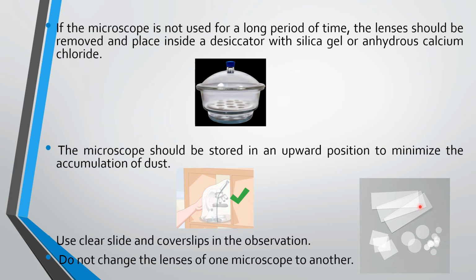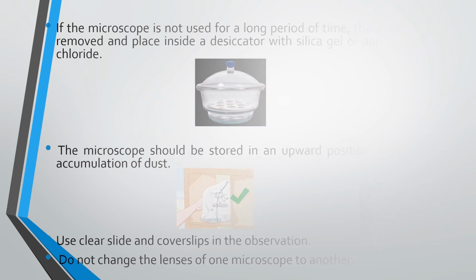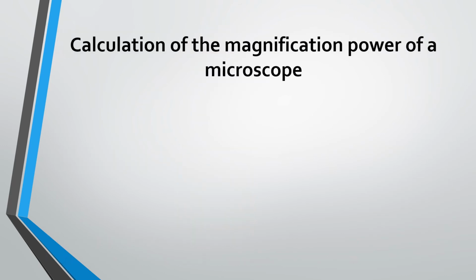If it is not so, you will not be able to observe clear images or clear specimens through the microscope. So these are the factors that you should keep in your mind when using the compound microscope. After observing a specimen, usually we draw the specimen in our book. So after drawing the specimen, it is a must to indicate the magnification of that image.